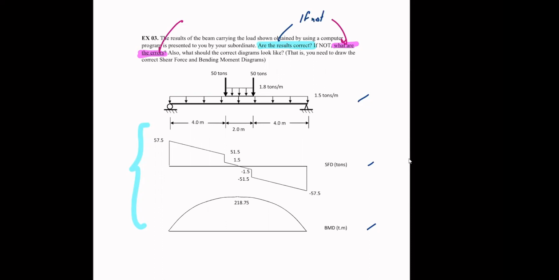Like this, for example, you see that in this case, the shear force diagram, they're wrong from the beginning. Simply because when you look at this, that shear is coming from 1.5 to minus 0.5. So the total change of the shear here is 3, right? 3 tons.